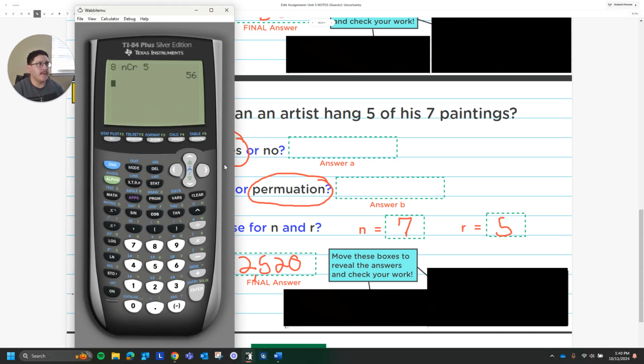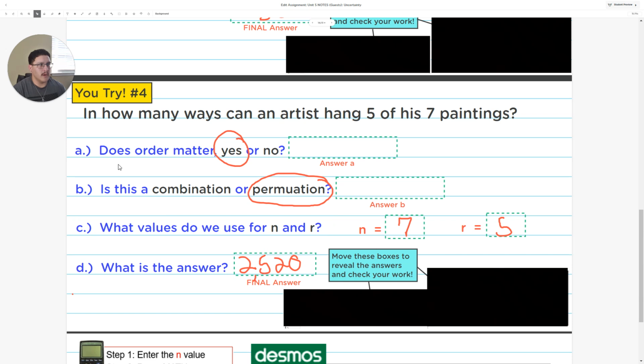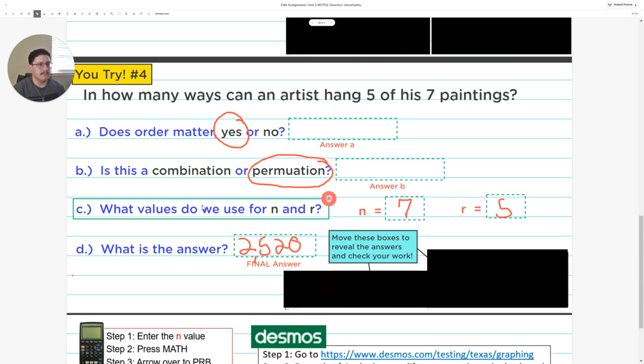Now, using the TI-84, we first need to type the number. So 7, math, PRB. We want permutation, so option 2, and then 5, enter. There it is. Exact same answer. That's it for you try number 4.